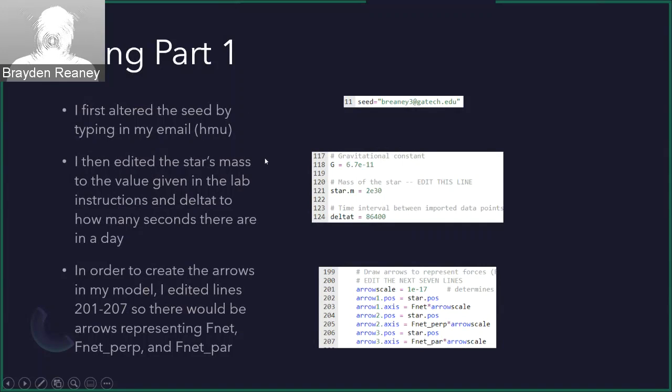I then edited the star's mass to the value given in the lab instructions and delta t to how many seconds there are in a day, which is 86,400. In order to create the errors in my model, as seen earlier, I edited the lines 201, 207, so that there would be errors representing F net perpendicular and F net parallel.